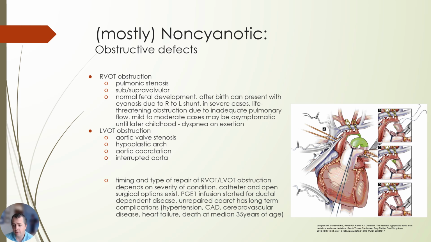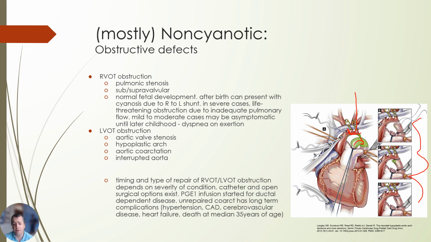Left ventricular outflow obstruction, such as aortic valve stenosis, hypoplastic arch, coarctation of the aorta. And on the bottom right picture here, we see a hypoplastic aortic arch with systemic blood flow being dependent on the PDA and a repair going through for that particular lesion. The timing and repair of the RVOT, LVOT obstruction depends on the severity of the condition.